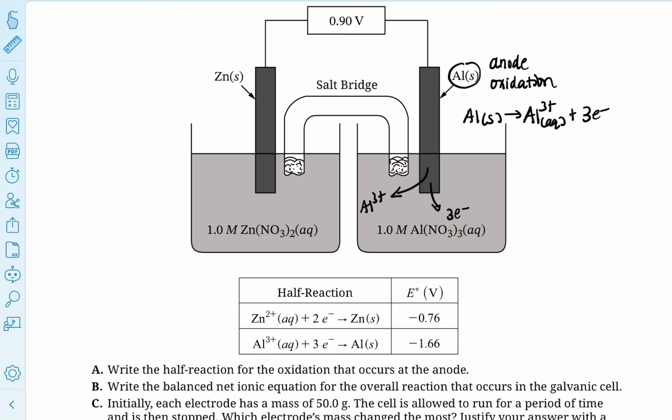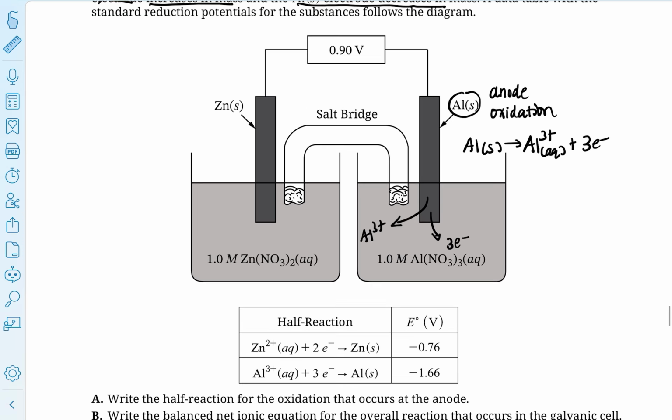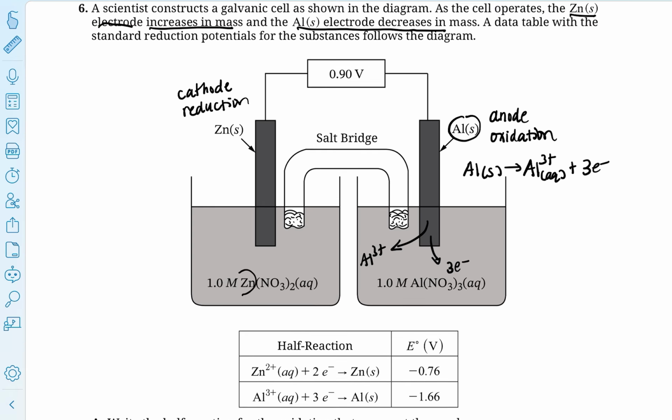Now, before we move on to B, if the aluminum is oxidized, then we know that the zinc, this is my cathode, where the reduction occurs. And although it's not asking us to show it, zinc ions here will combine with these electrons. The electrons are going to travel up and across, and whenever they get reduced, I'm going to form more zinc. And so that's what makes the mass go up. I'm going to create more zinc solid according to this equation over here, this half reaction.